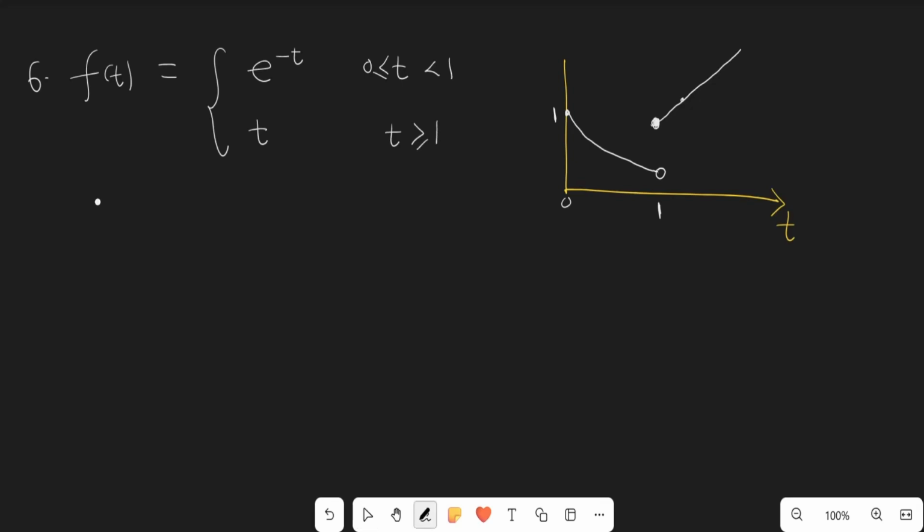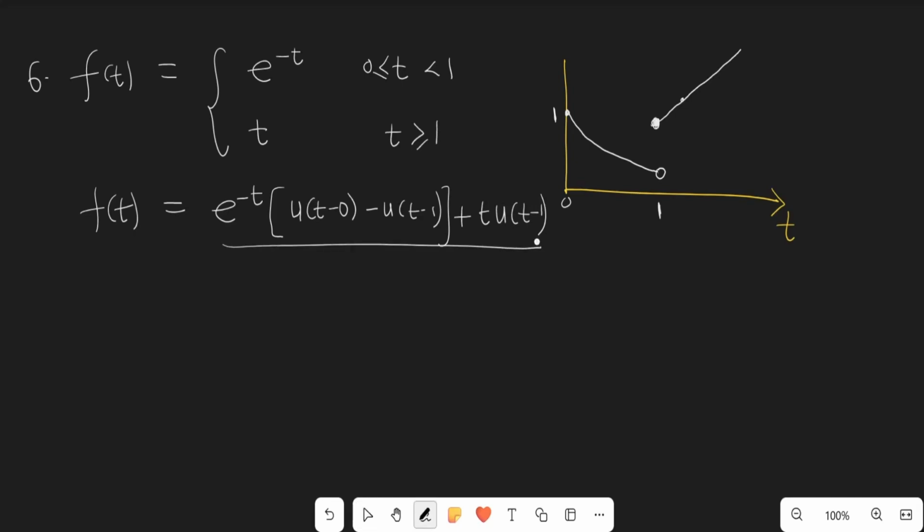So now how do you write this one in terms of the unit step function? It's going to be e^(-t) for values in between 0 and 1, right? So that is going to be u(t - 0) minus u(t - 1), like this. And now plus t, and the unit step function for that is u(t - 1). So this is what we have.